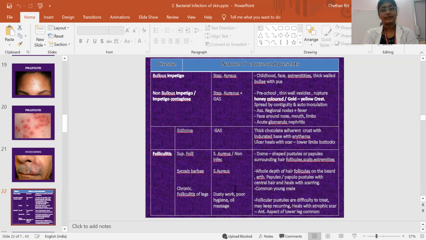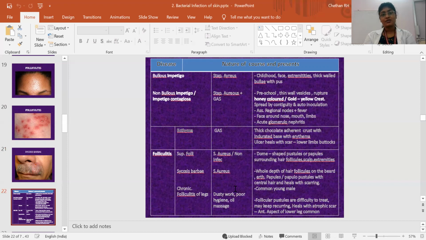Next one is ecthyma. In ecthyma, the causative organism is GAS, and there is a thick chocolate adherent crust. So how can you differentiate between impetigo and ecthyma? In impetigo, there is just thick walled bullae with pus, or you can see honey colored crust. But if the crust is very adherent, and if there is an induration with erythema present, or if there is an ulcer which heals with scarring, mainly over the lower limbs and buttocks, that is known as ecthyma.